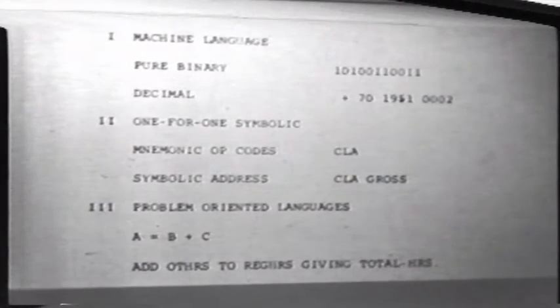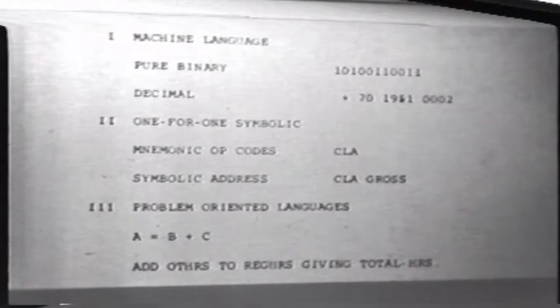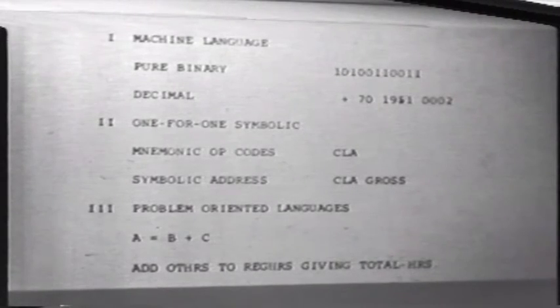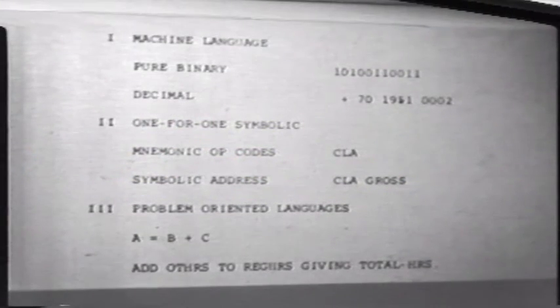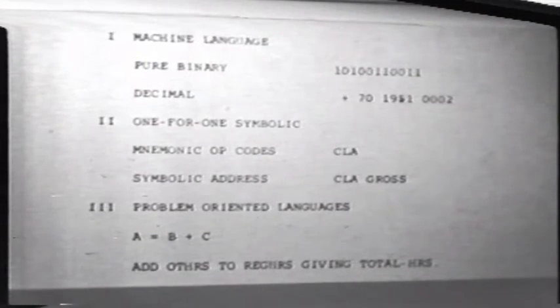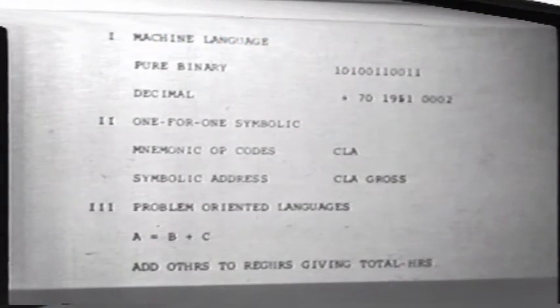This was followed by a symbolic programming process, where mnemonic operation codes like CLA, standing for clear and add, were used. Following that, the introduction of the notion of a symbolic address, some place in the machine that you would clear and add from. In this case, we're clearing and adding from a location called gross.